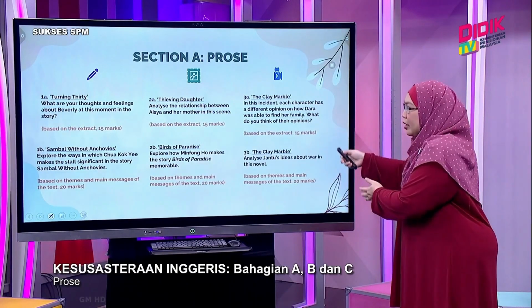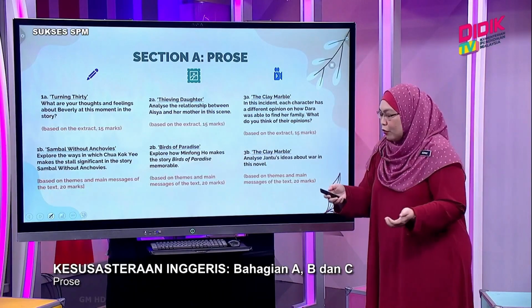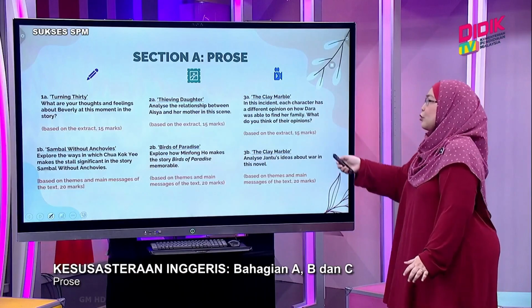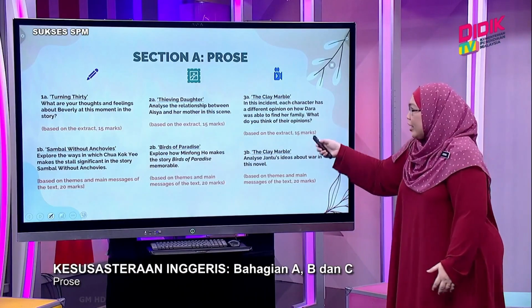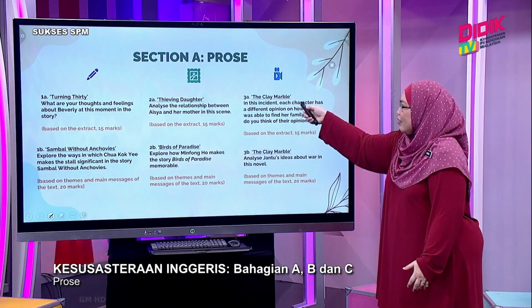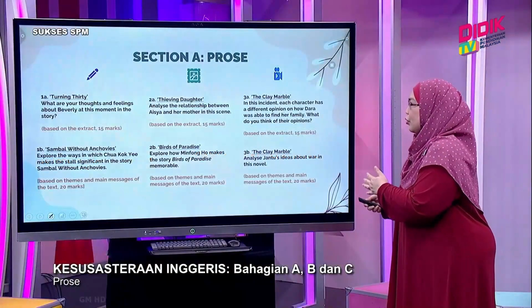So what I have here are merely examples or sample questions of what could possibly appear. 4 out of the 6 could appear, and they could be Turning 30, Sambal Without Anchovies, Thieving Daughter, and Birds of Paradise. So if you're looking at the likelihood, 4 out of 6 actually means you must know your text very well. All 6 short stories, right?